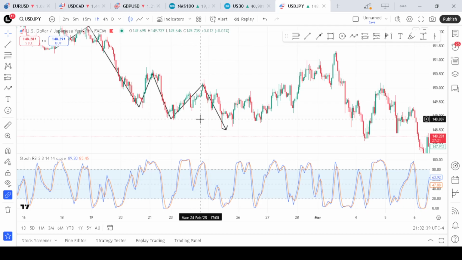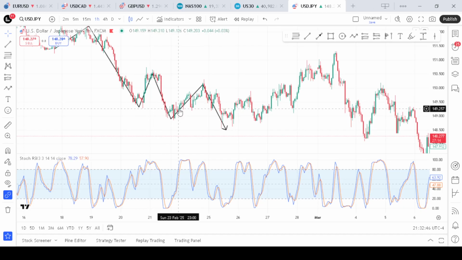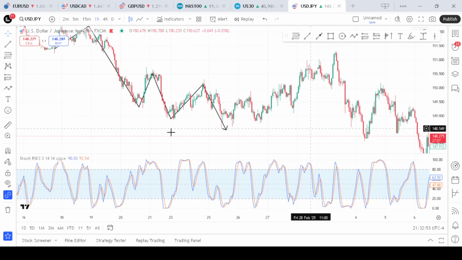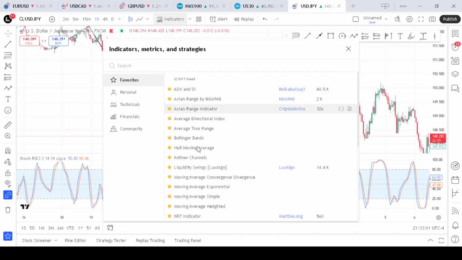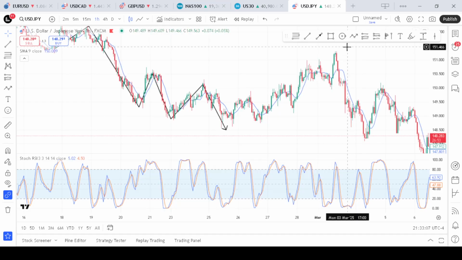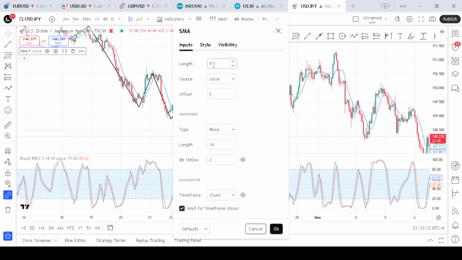Before placing any trade, you have to determine the overall direction of the market. You could add a simple moving average of 180 period to your chart to help you note the market direction. Let's add our simple moving average to make it easier for us to spot the trend of the market. We'll change the length to 180.